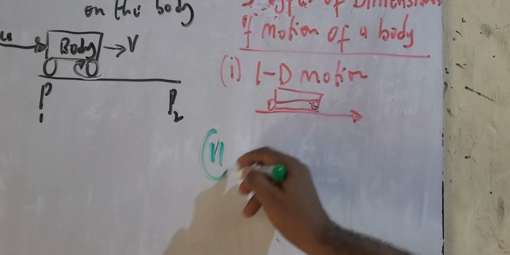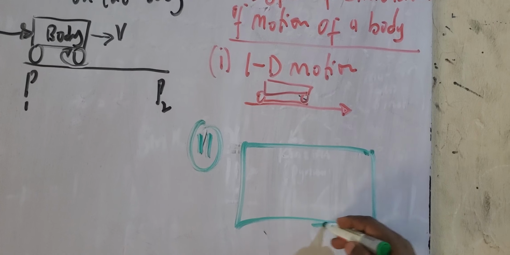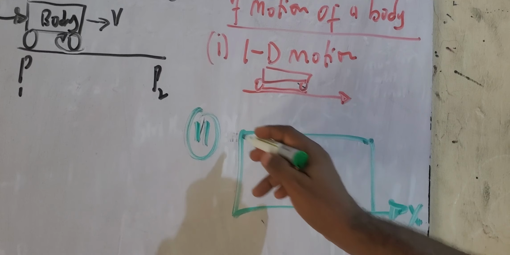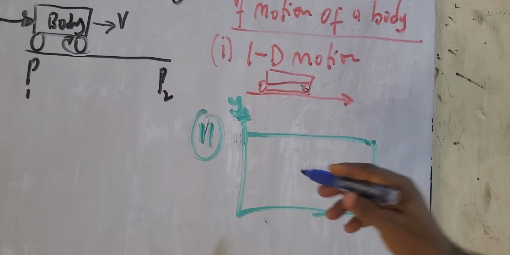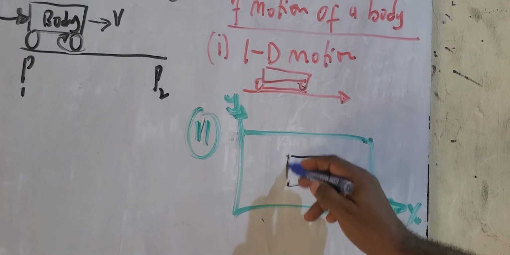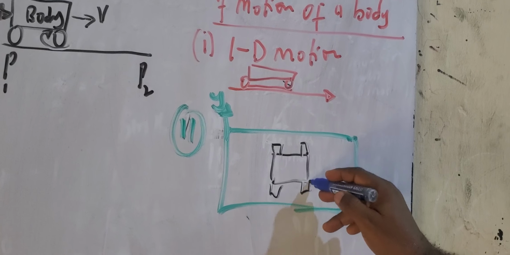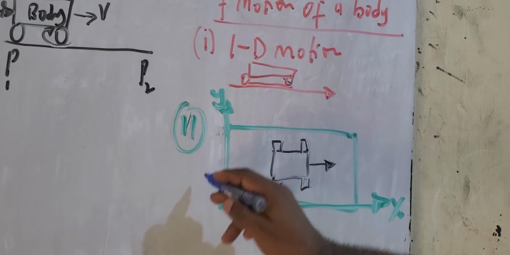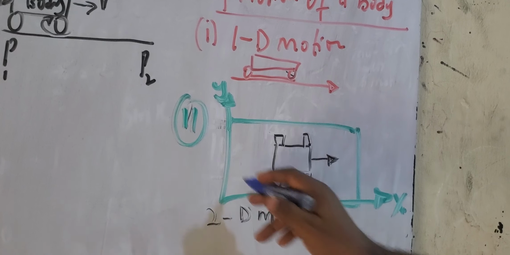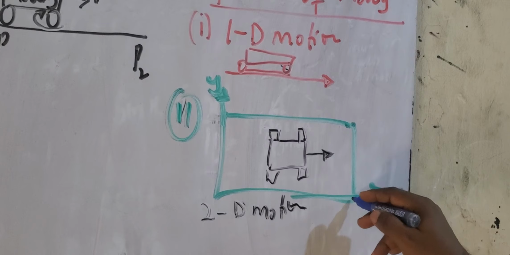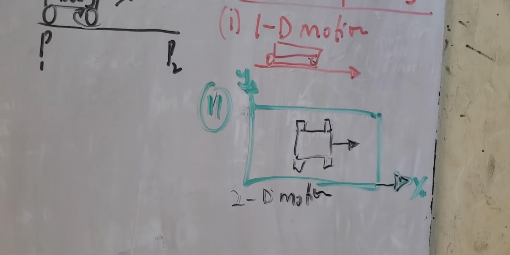What do I mean by surface? Let's say this is a surface. Now, it has dimension x and dimension y, and this body is moving on this surface. This is the body. I'm looking at the plan of the body. Let's say this body is moving on this surface. That is a 2D motion. When the body is moving on the xy axes of the Cartesian plane, we are talking about 2D motion.